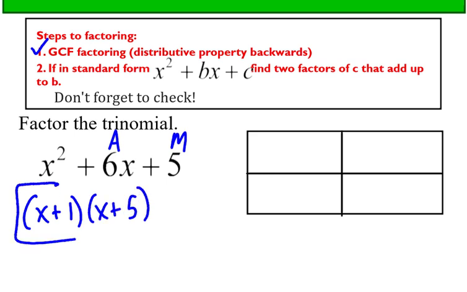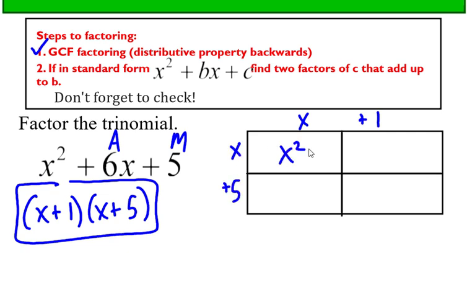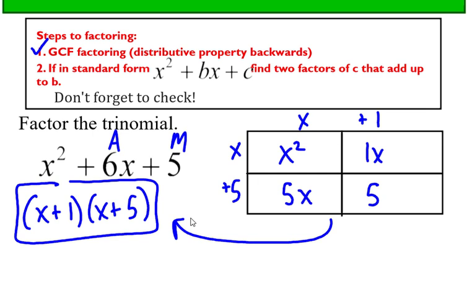And it's factored. You could check by multiplying it out, just writing it out, or you could use a table if you want to check. X plus 1, x plus 5, and then multiply it out. X times x is x squared. X times 1 is 1x. 5 times x is 5x. 5 times 1 is 5. And when you write it out and check, you get the following. So you know it's right. So step 2 done. Factored it.